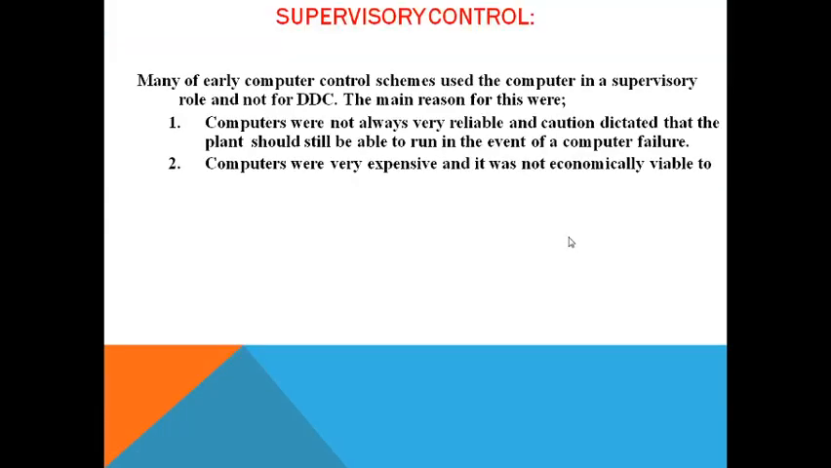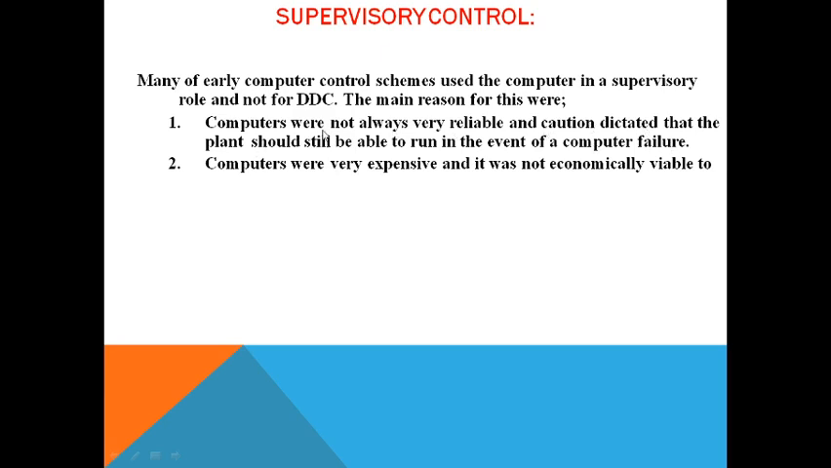Another popular control is known as supervisory control. As its name suggests, there is a need of a supervisor here. We know that many early computer control schemes used the computer in a supervisory role and not for direct digital control. The main reason for this was that computers were not always very reliable, and caution dictated that the plant should still be able to run in the event of computer failure.